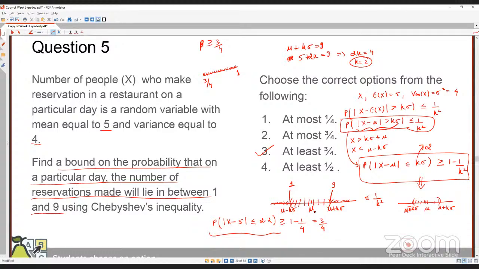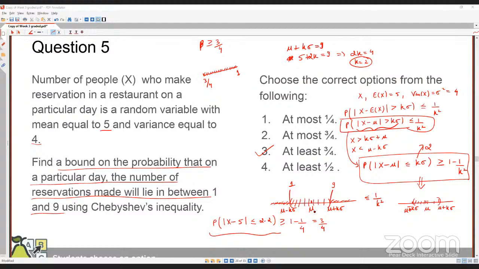Is it clear to everybody? Like, how did we solve it? Ma'am, there's something I don't understand. When we are doing here P of modulus X minus 5 less than or equal to whatever, aren't we also taking the values of 1 and 9 also?